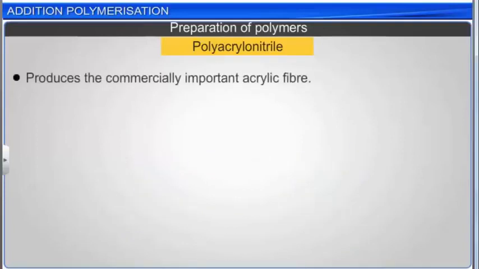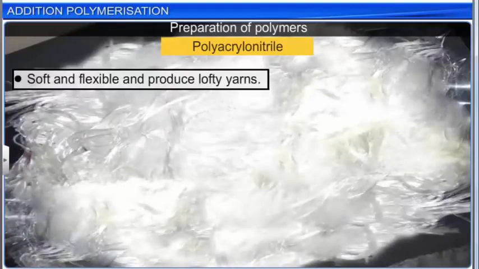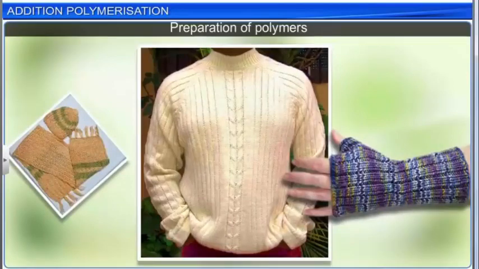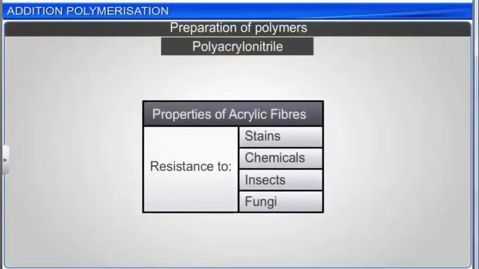Polyacrylonitrile produces the commercially important acrylic fiber. The trade names for acrylic fibers include Orlon and Acrylan. These acrylic fibers are soft and flexible and produce lofty yarns. These properties of acrylic fiber closely resemble those of wool. Hence, acrylic fibers are often used to make sweaters and other pieces of apparel. Acrylic fibers have good resistance to stains, chemical, insects, and fungi.